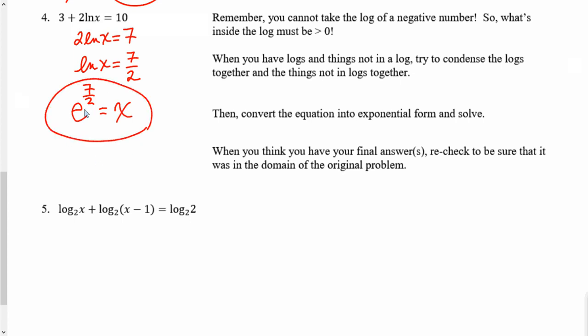E to the 7/2 I know is going to be positive, so it's going to work as a solution because any exponential will always turn positive. No matter what I put in the exponent, nothing can turn e into a negative.